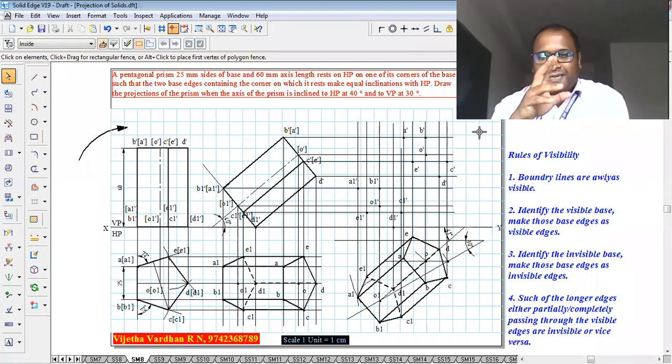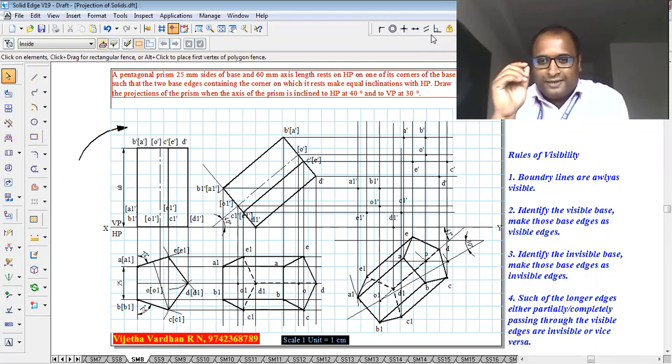Hi guys, here the patience level is very important because, as you know, multiple lines will be there and marking the points becomes very difficult. So please make sure that you take extra caution to mark the points very carefully.